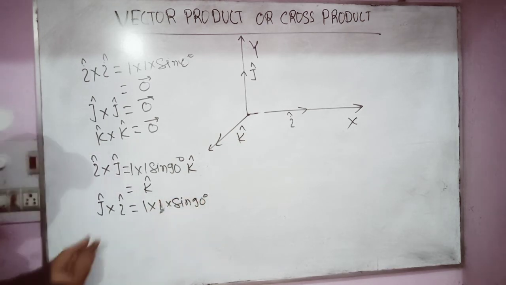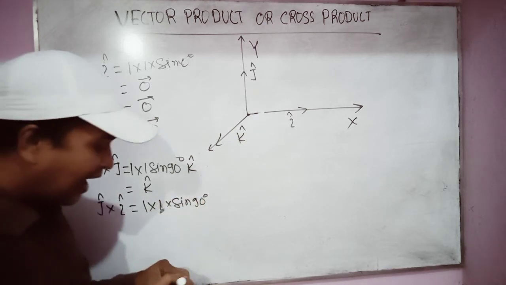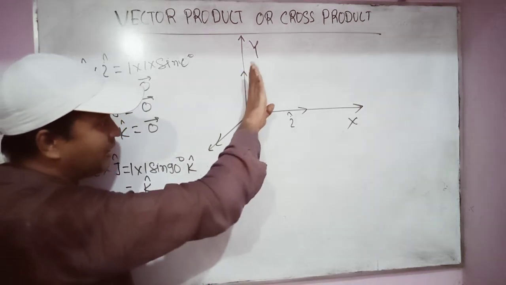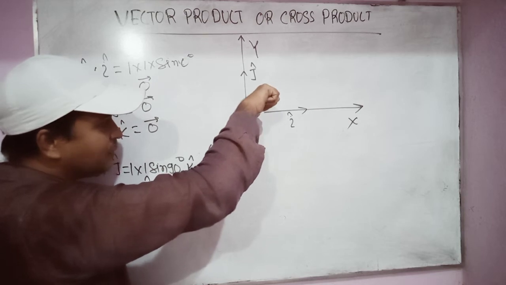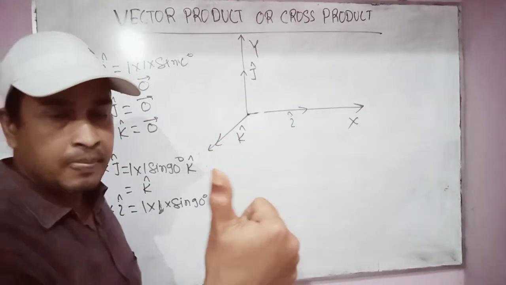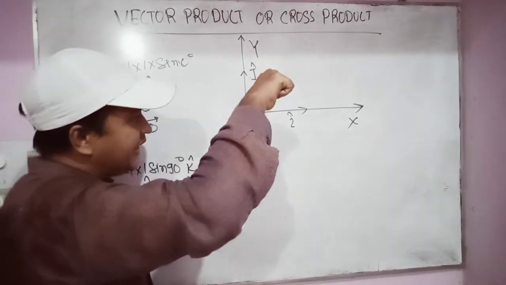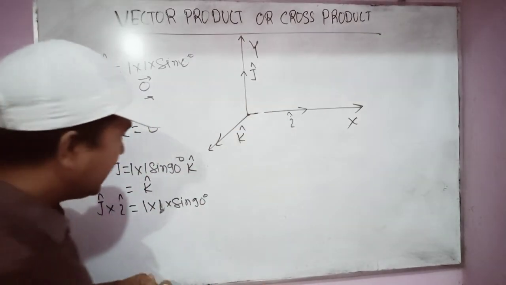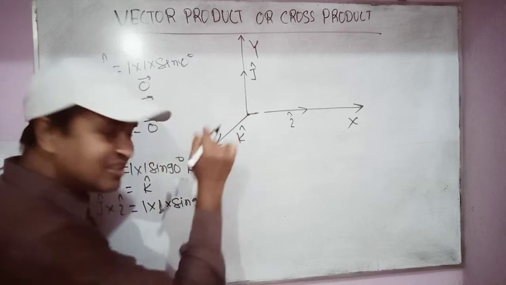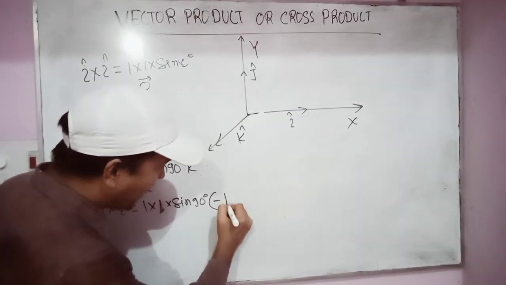Now what is the direction of j cap cross i cap? For this I place my forefinger along j cap and curl them along i cap this way. We can see that my thumb is pointing into the board. So the direction of j cap cross i cap is along the minus z axis, that is minus k cap.